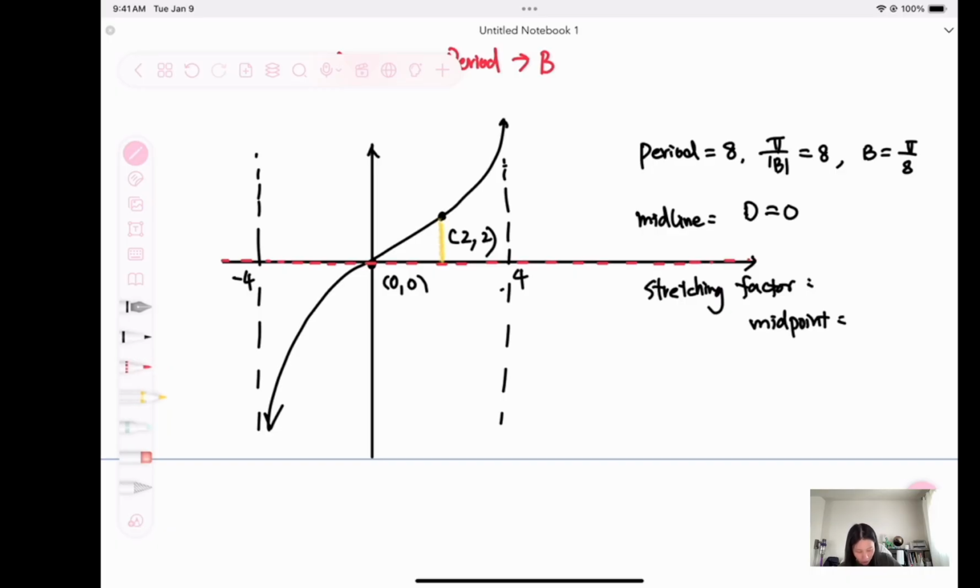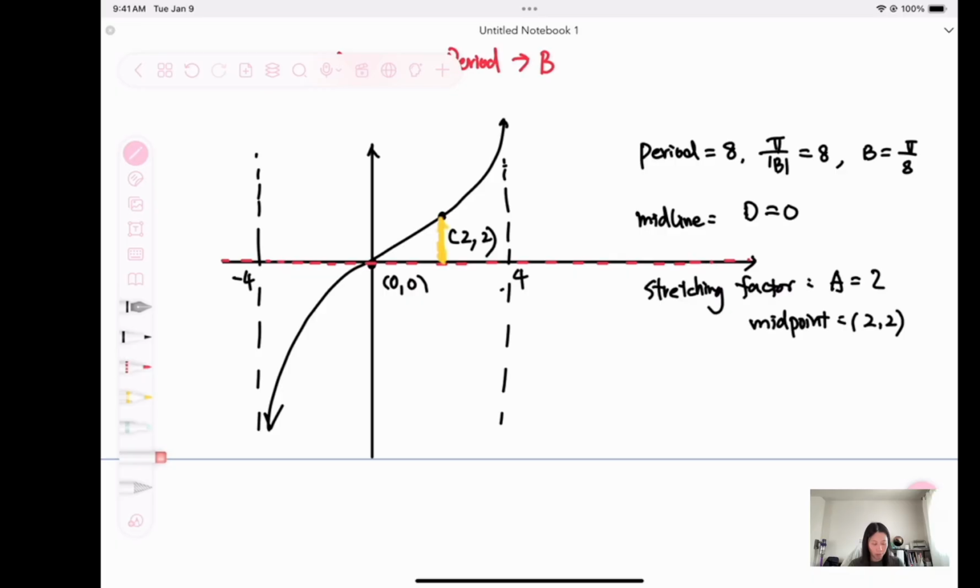And the y-coordinate, the distance from this part, is the y-coordinate of the midpoint. That gives you the stretching factor. So the midpoint is (2, 2). That means a is going to equal 2, because in the basic function, the y-coordinate of the midpoint should equal 1. And now it has become 2, so that means it's stretched by 2.